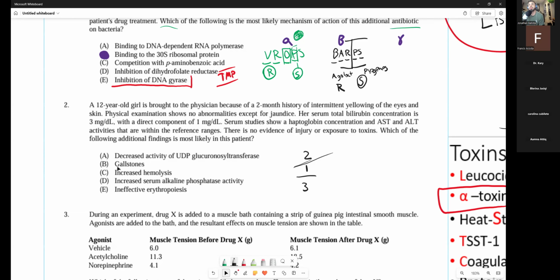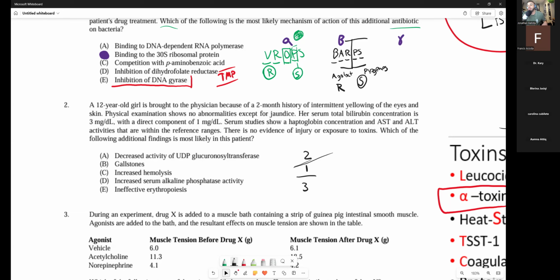I have to think to myself, okay, so Gilbert is, I think, a partial deficiency, and Crigler-Najjar is decreased activity. Gilbert or Crigler-Najjar. All right. So if we're thinking Gilbert, Crigler-Najjar, well, we're in luck because not all of them are here, right?